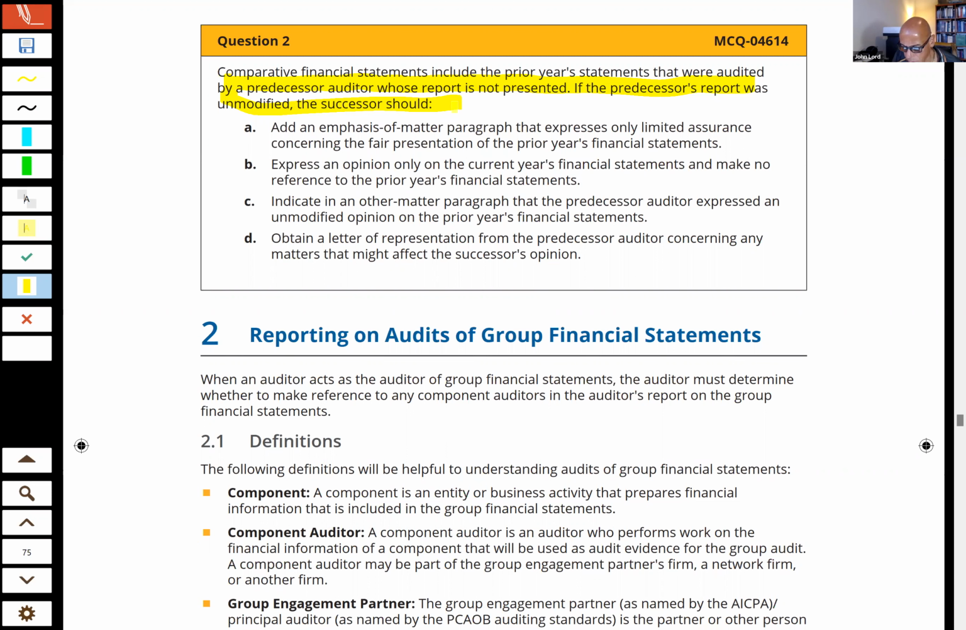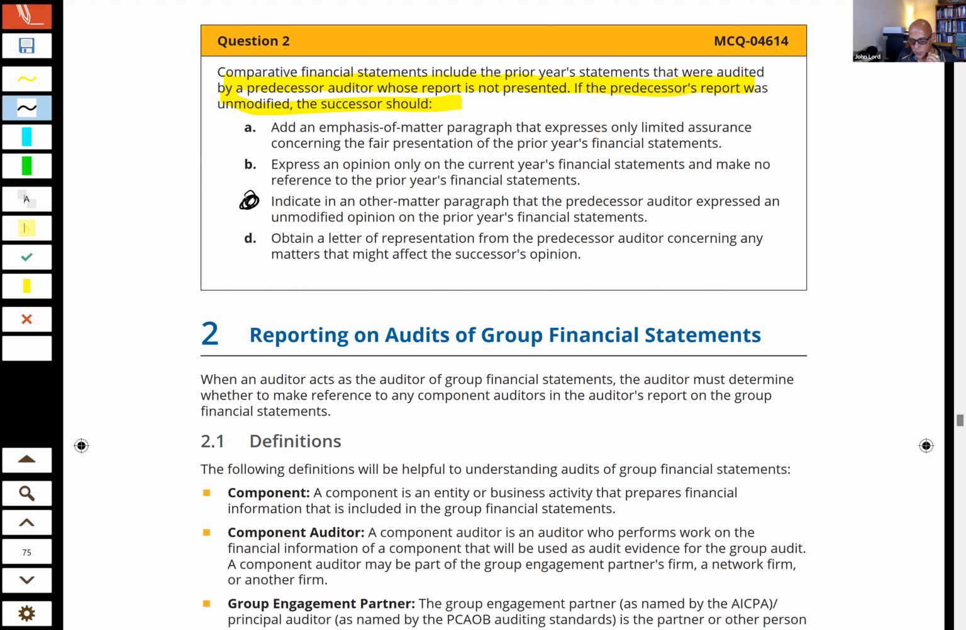Express an opinion only on the current year and make no reference. What do we call that? The closing our eyes and swinging approach to something. So nobody got fooled by B or C. C, indicate in another matters paragraph that the predecessor auditor expressed an unmodified opinion. Yeah, if it was qualified, we give the reason for the qualification, whatever, right? But we have to contain certain elements in the other matters paragraph. Even if it was a public company, then it would be an explanatory paragraph, okay?